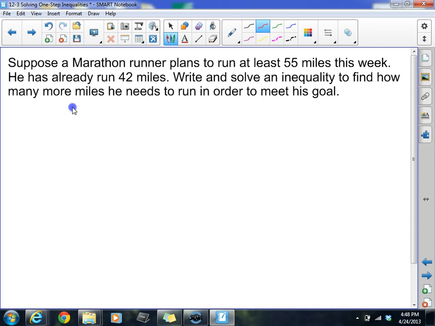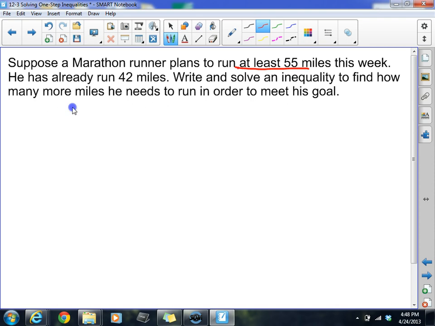Page 606 goes like this. Suppose a marathon runner plans to run at least 55 miles this week. This is key. You should probably underline that right there. He has already run 42 miles. Write and solve an inequality to find how many more miles he needs to run in order to meet his goal.